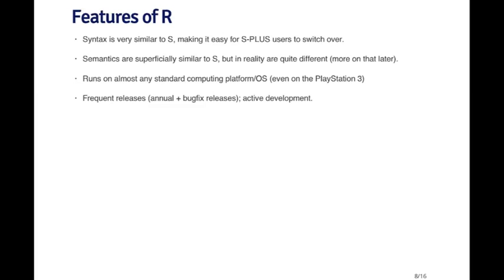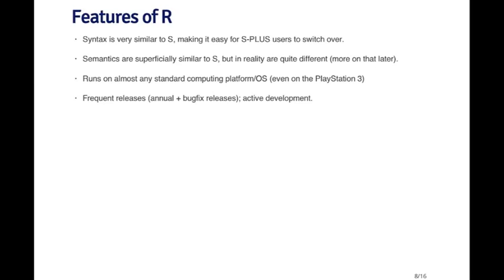So some of the features of R, the first one, which was important back in the old days when people were still using S-PLUS, is that the syntax is very similar to S, which made it easy for S-PLUS users to switch over. This feature isn't quite so relevant today, where most people generally go to R directly. The semantics are superficially similar to S, in that it looks like S, but in reality are quite different, so we'll talk more about this in a future lecture.